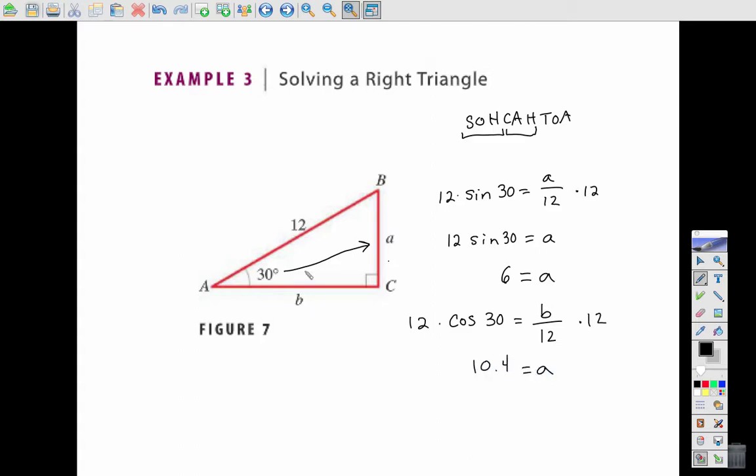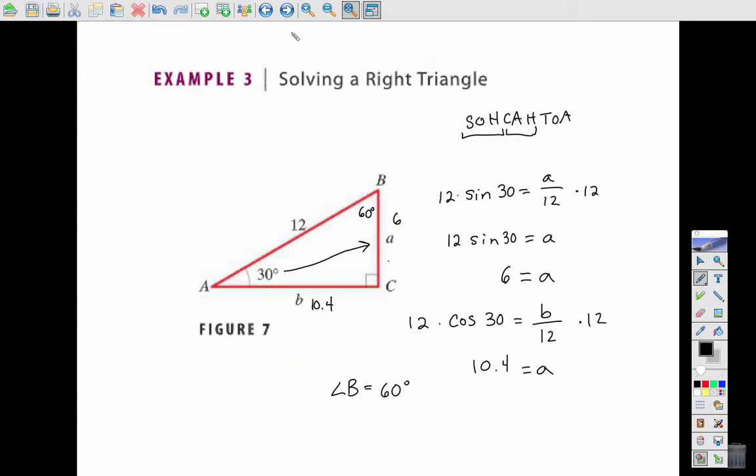Okay, so I have all three sides. I have one angle, and then the only angle I'm missing is angle B. Okay, and angle B is going to be 60 degrees because this is 90 and this is 30, and therefore angle B is 60. Okay, and we've solved the triangle. We found all three sides. That side's 6 and that side's 10.4.